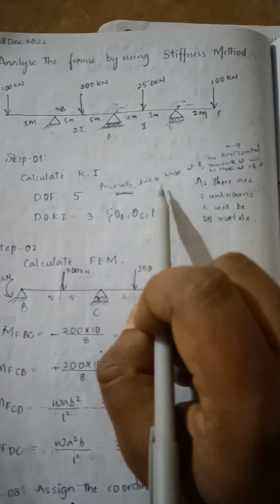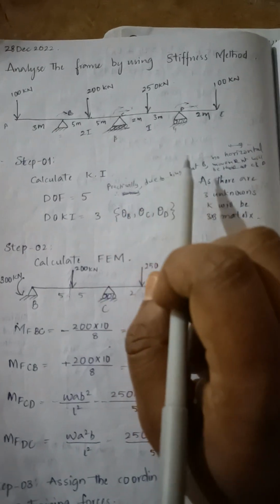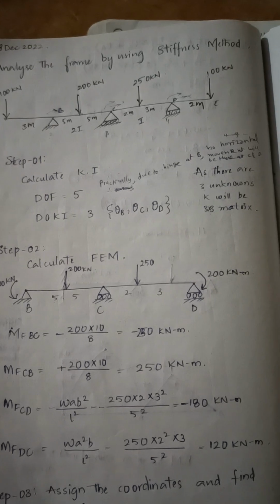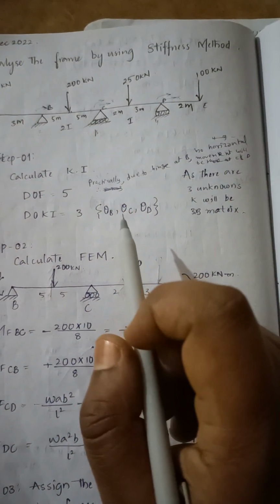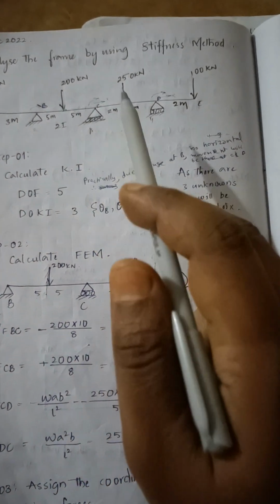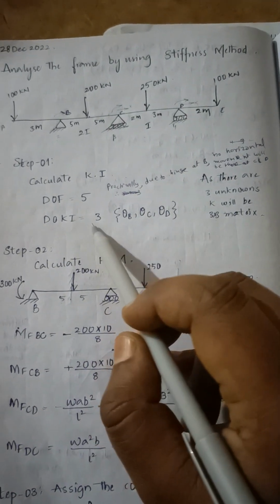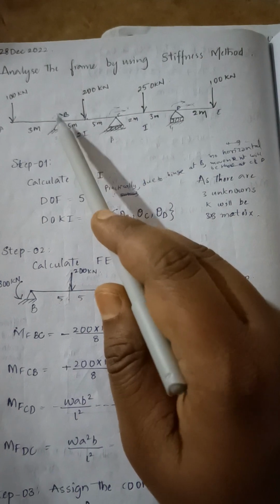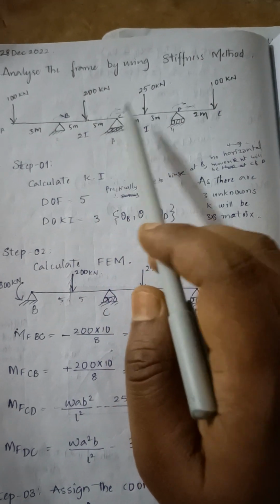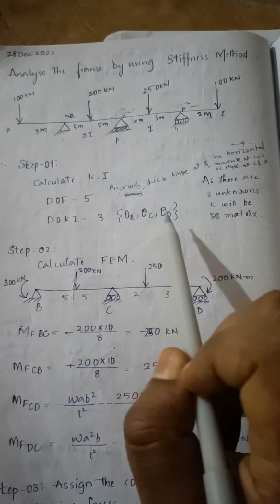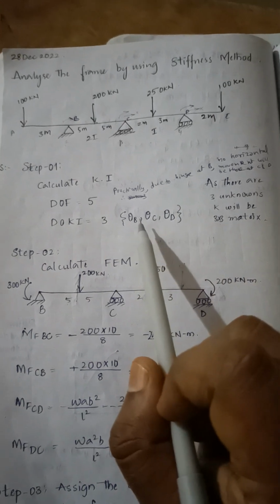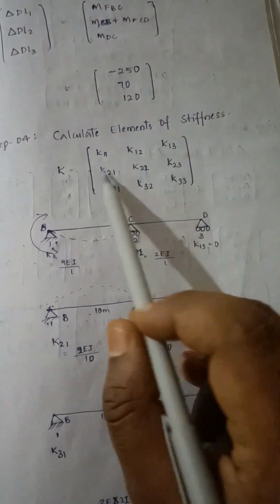But practically, due to the hinge at B, there will be no horizontal movement at C and D. So we can cancel those horizontal movements at C and D. Therefore the degree of kinematic indeterminacy is 3. Theta B, theta C and theta D are the 3 unknowns. Therefore K is a 3 by 3 matrix.